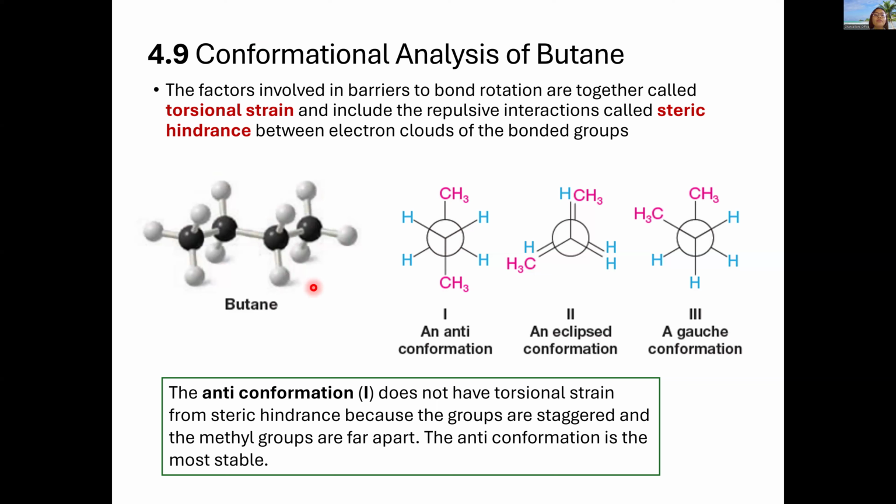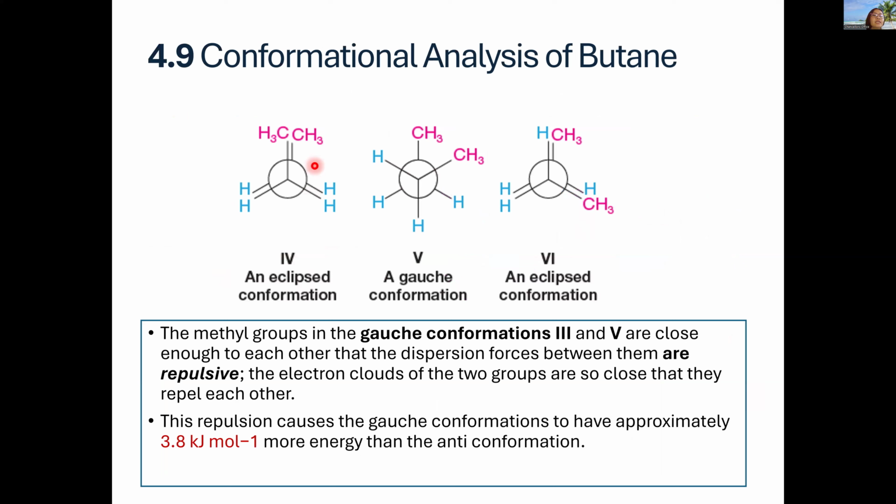And then you can rotate this 60 degrees, then you will have your eclipse. Rotate again by 60. Okay, you will have your CH3 here. You have a gauche conformation. Rotate again by 60. Then you have another eclipse conformation. Rotate again by 60. You have another gauche conformation, and rotate again by 60. You have your eclipse conformation.